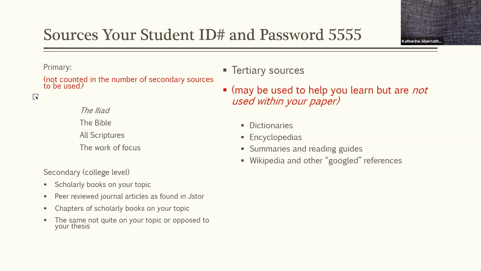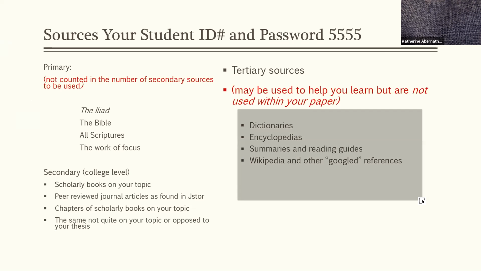Okay. Wikipedia and other Googled references. You might use Wikipedia to find out, say, where Athens is as opposed to Troy. Fine. You can look that up, but Wikipedia is not a source to cite, and it's not a source to use within the paper. You don't use their phrasing, their words, or their ideas without citing them.